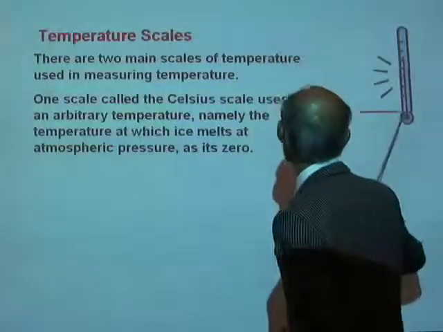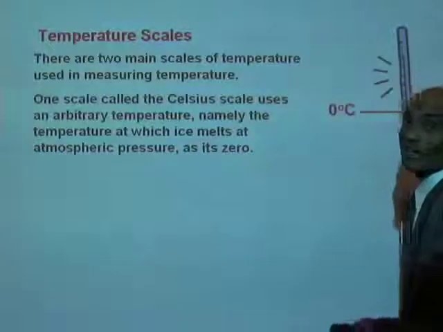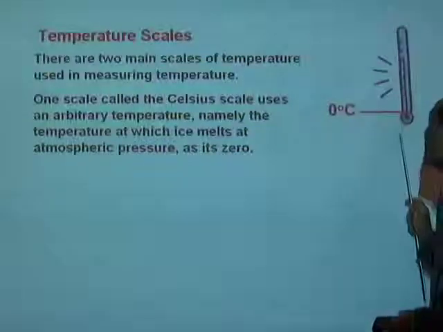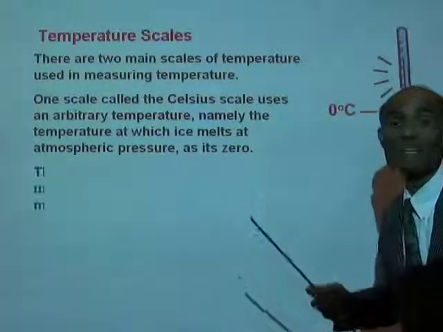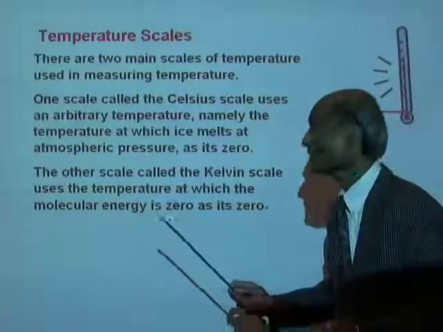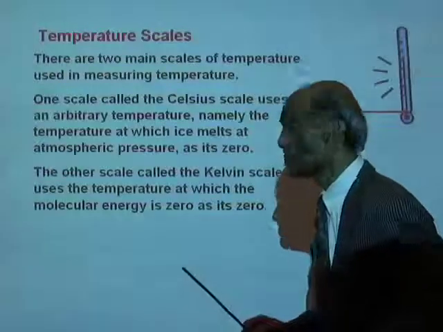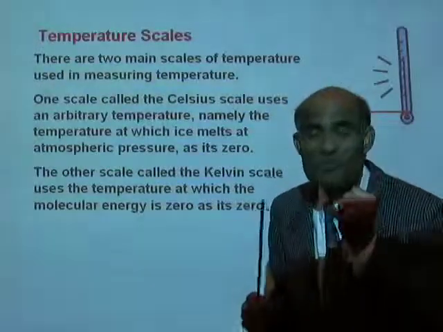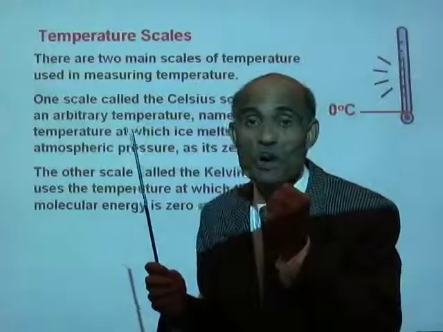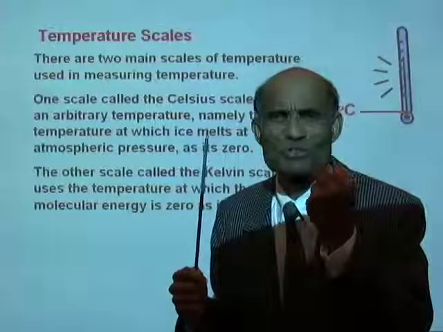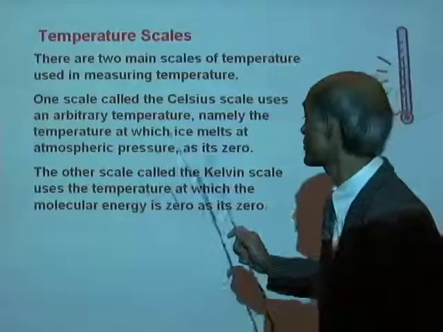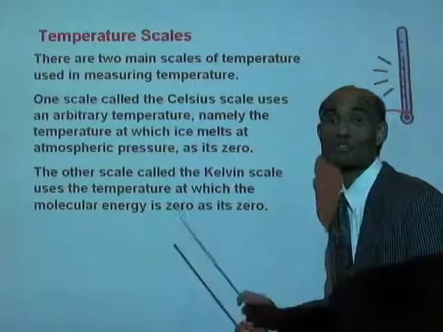Now, 0 degrees Celsius corresponds to the level of mercury or level of alcohol when the bulb is surrounded by melting ice. On the other scale, called the Kelvin scale, we use the temperature at which the molecular energy is absolutely zero. In other words, the internal energy of the molecules is absolutely zero. If you can reach that state, that will correspond to 0 Kelvin.